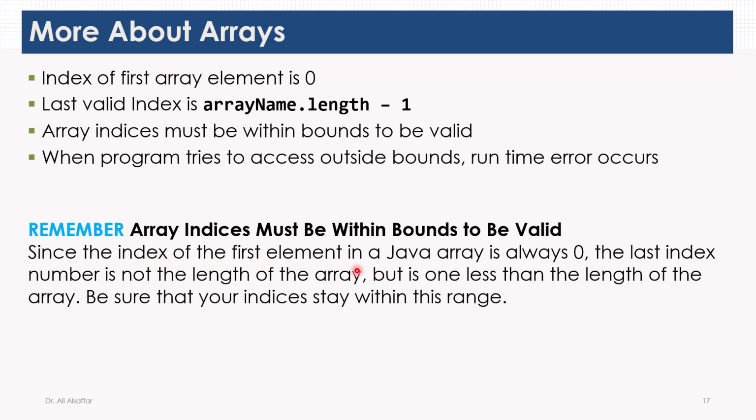Since the index of the first element in a Java array is always 0, the last index number is not the length of the array, but is 1 less than the length of the array. This is why in loops we write less than array name.length. Therefore, be sure that your indices stay within this range.